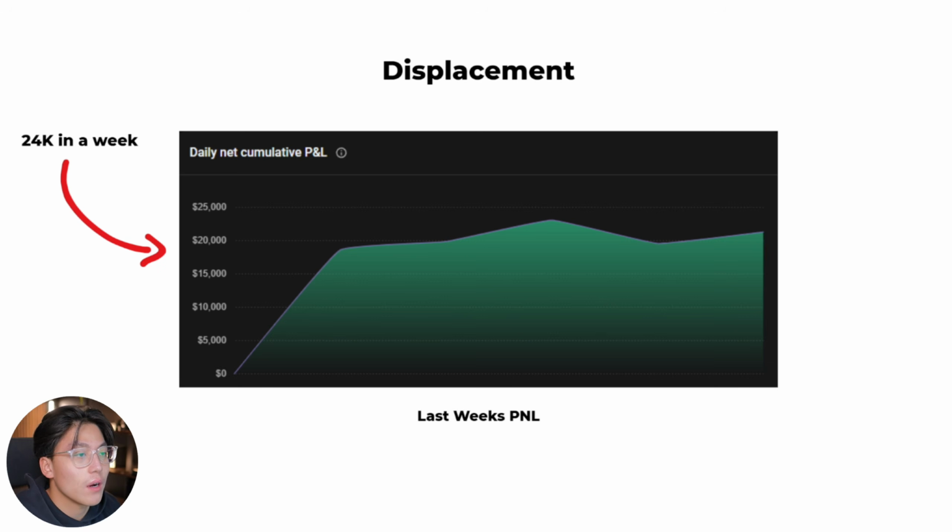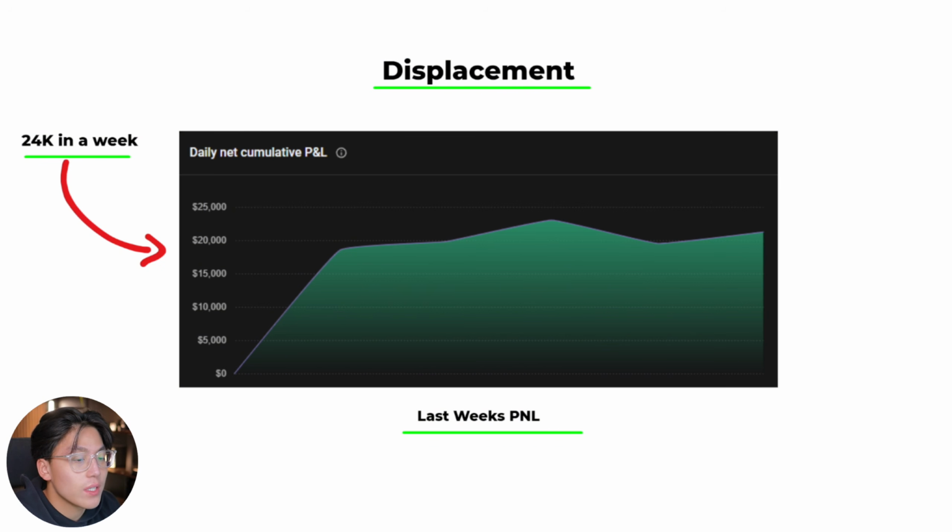So in today's video, I'm going to explain to you one of the most important scalping rules that you need to understand as a trader. And this scalping rule has helped me stay away from taking unnecessary losses, and it's helped me to make sure I prioritize high quality setups. And in today's video, we're going to talk about displacement and why displacement is so important when it comes to scalping. And as you can see here, I've made over $24,000 in a week trading.